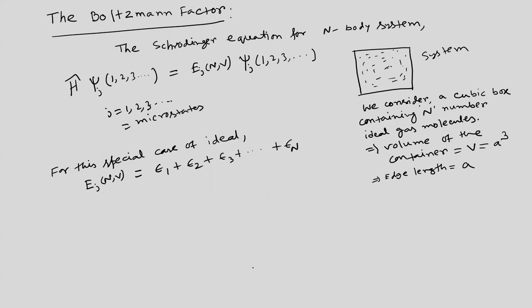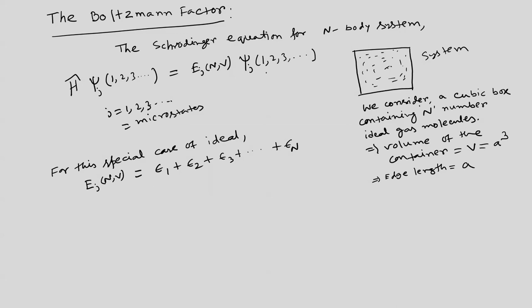If you go back and check, H psi j equals Ej psi j, and this psi j with 1, 2, 3 in the bracket represents the coordinate of particle 1, coordinate of particle 2, coordinate of particle 3, etcetera. Now Ej is like this. This is our equation 1, and we can say this is our equation 2. What are those epsilon 1, epsilon 2, etcetera?